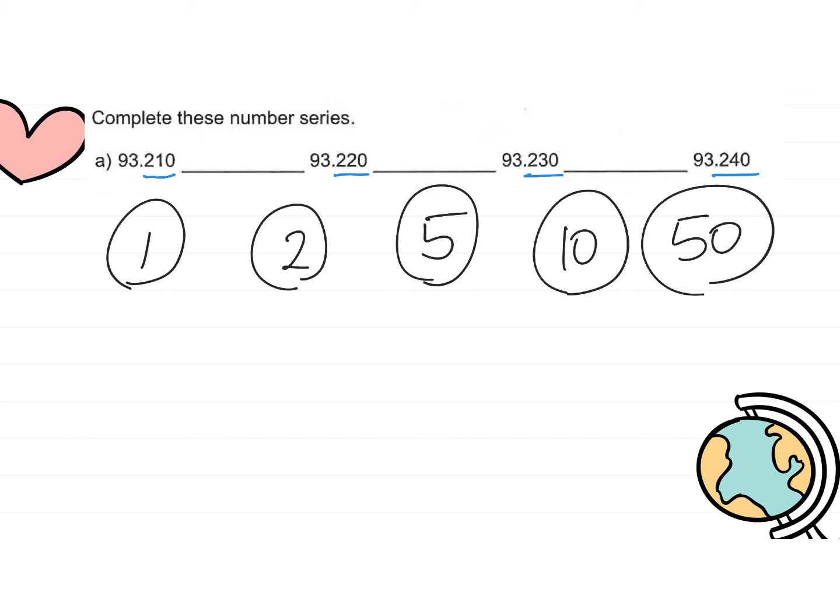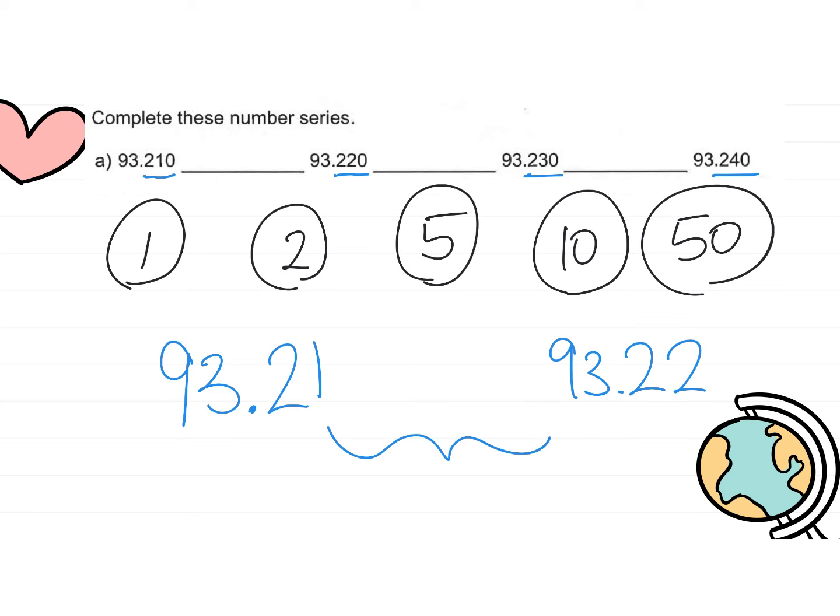So right in between these 2, what would be here? You've got 93.21 and 93.22. What would be right in the middle of them? What would fall right in here? Think about that. It would be 93.215.